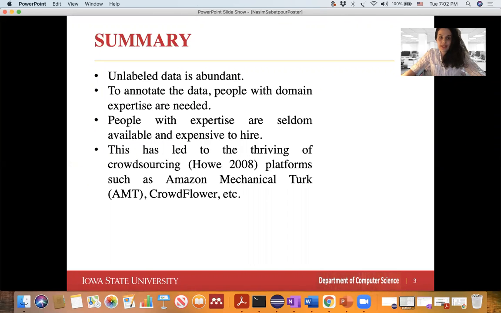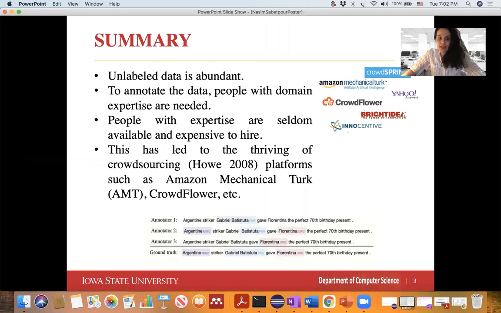As we all know, labeled data is abundant these days. To annotate a dataset, people with domain expertise are needed. However, these people are not always available, and if they are available, they are very expensive for companies to hire. This has led to the thriving of crowdsourcing platforms, introduced by Howe in 2008, such as Amazon Mechanical Turk, CrowdFlower, and so on.